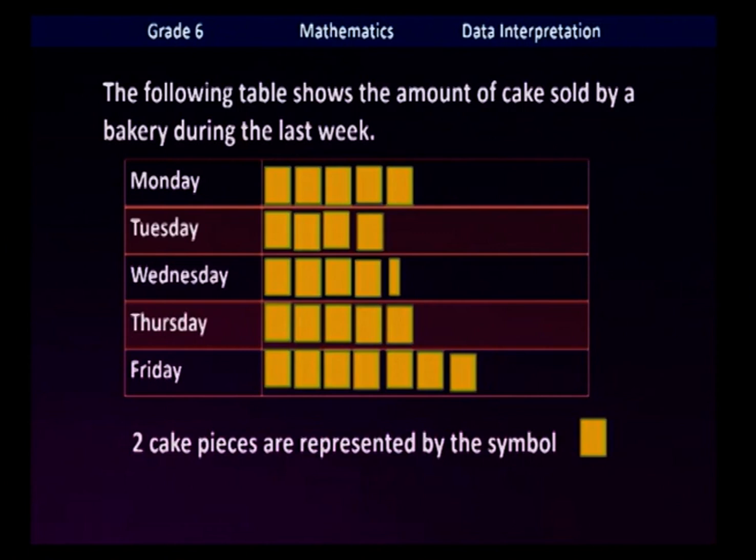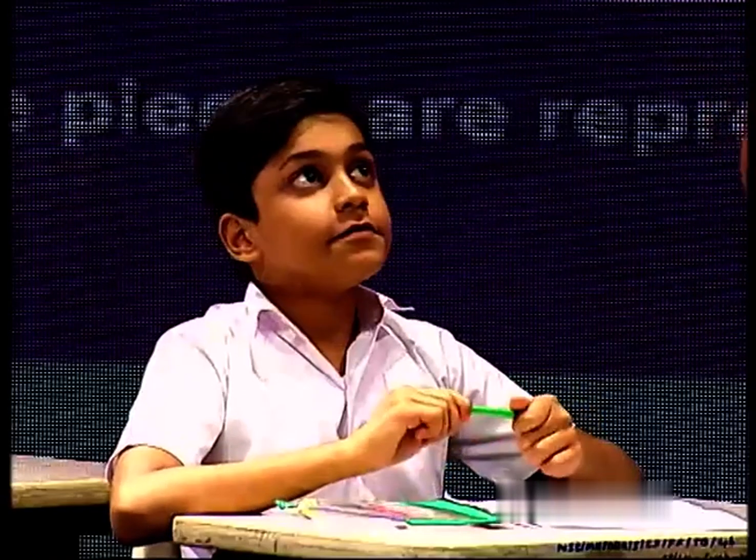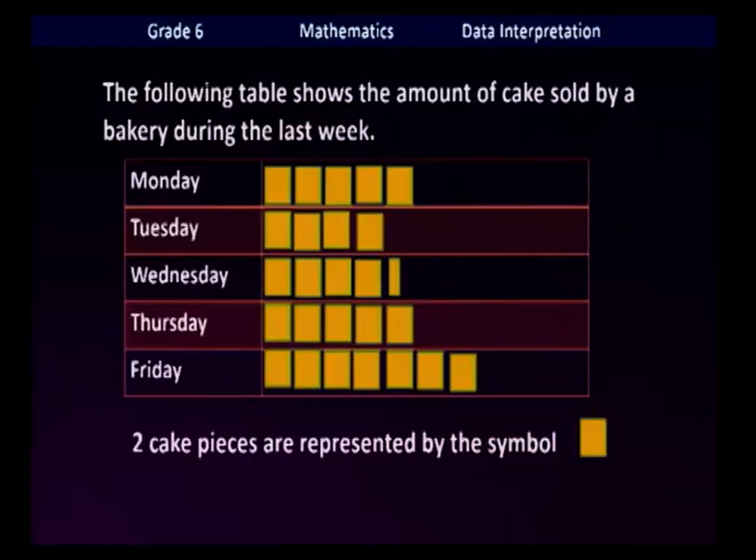Yes, it's a nice question. When they sold the highest amount of pieces of cake. We can take the answer from the graph. Okay, tell me the answer. Friday. Yes, that is Friday. Very easy because you can see more symbols on Friday. Is that understood? Yes. That is very good.